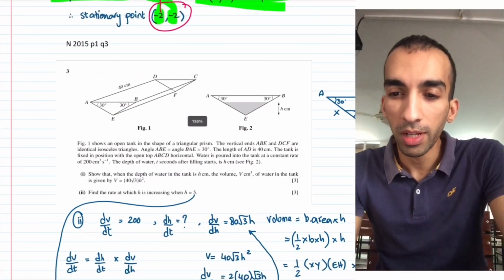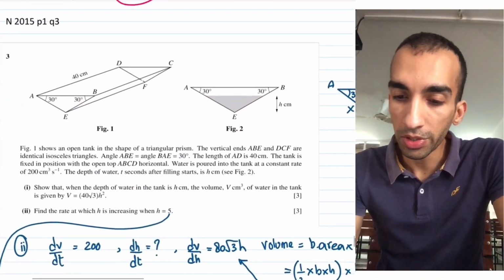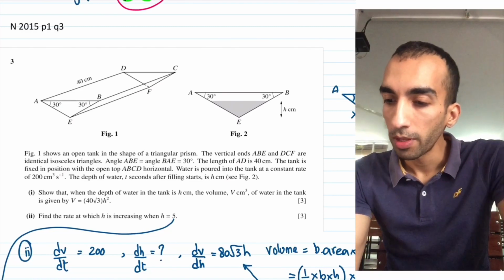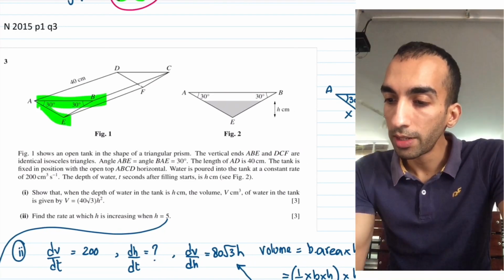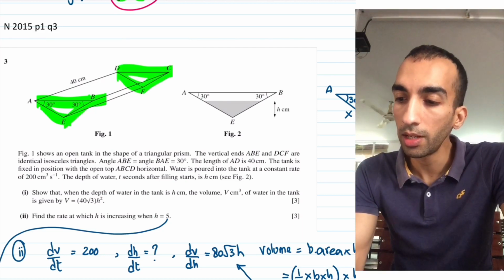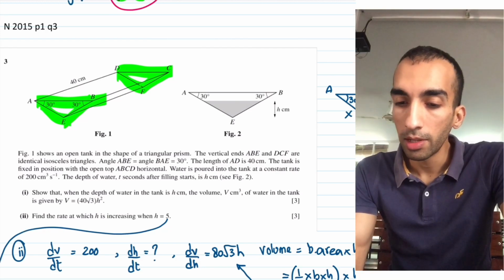November 2015, P1 question number 3, A-level differentiation shows an open tank in the shape of a rectangular prism. The vertical ends ABE and DCF are identical isosceles triangles. This one and this one, they are identical isosceles triangles. ABE is 30. Everything else is more or less given.